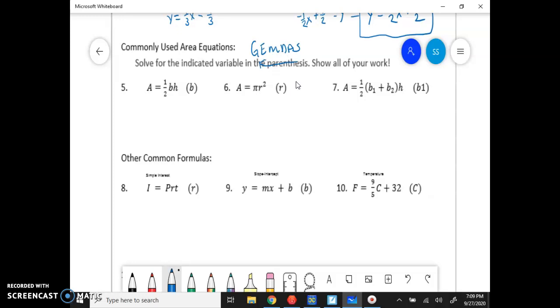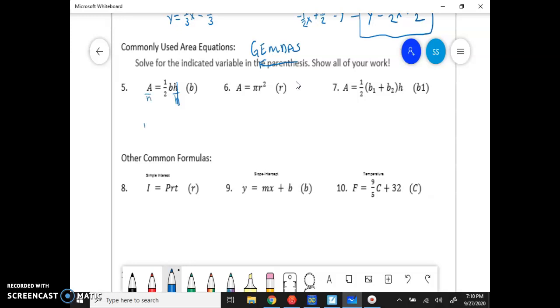So let's just take an example here. Number 5, we've got the area of a triangle. All we need to do here is isolate B. First thing I want to do is get rid of this H. I can get rid of this H because this is 1/2 times B times H. So I just divide by H, and now that's equal to 1, because anything over itself is equal to 1, so it's essentially gone. Just remember, if you do it to one side, you've got to do it to the other side.